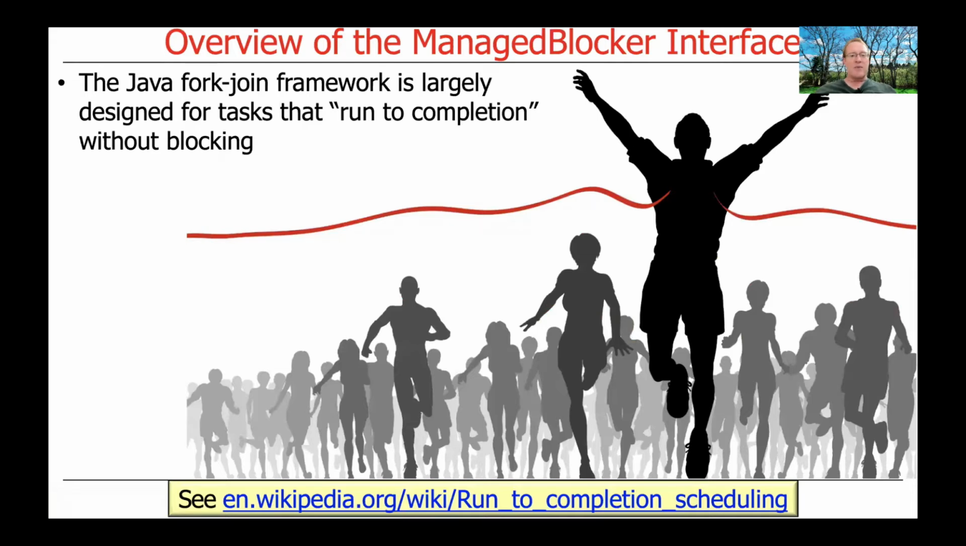Now, historically, the Java fork join framework was largely designed for tasks that run to completion without blocking. In fact, if you take a look at the documentation for the fork join pool, it actually says something along those lines, which gives some people the impression that the fork join pool cannot be used for blocking tasks. That is, in fact, not correct. It's just that you have to know how to tune it properly in order to make it work effectively for blocking tasks. And that's what this video will help you to understand. Remember, run to completion really means you just start running and you keep running until you're done and you don't have to worry about blocking for IO or synchronizers or anything else.